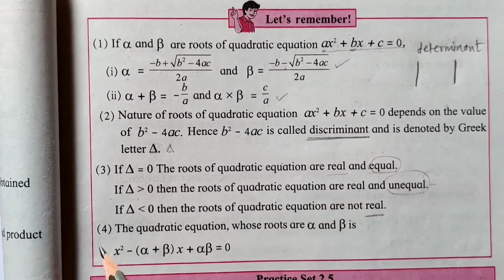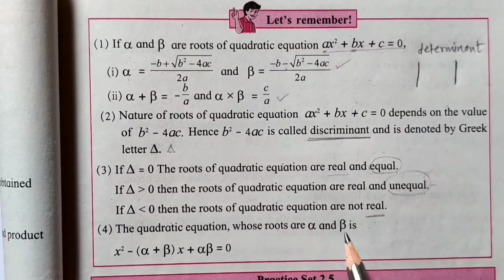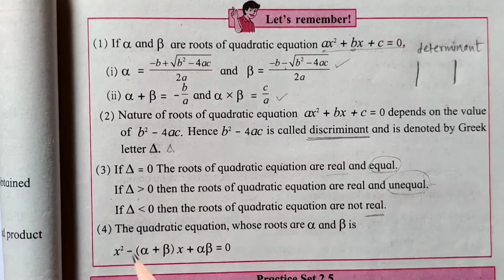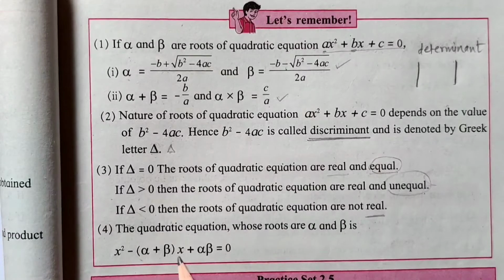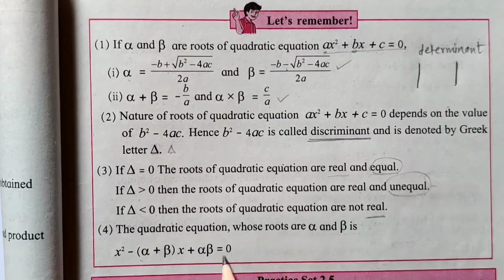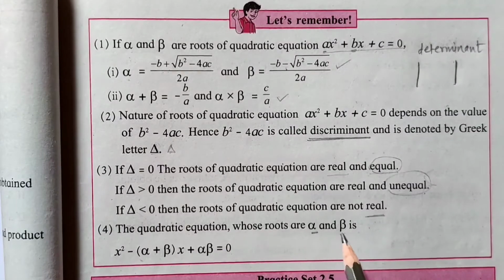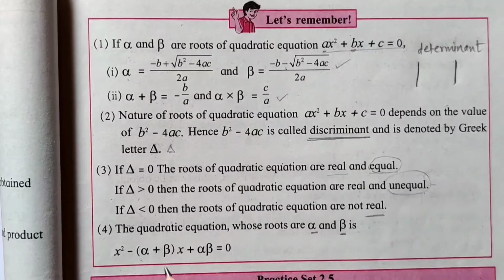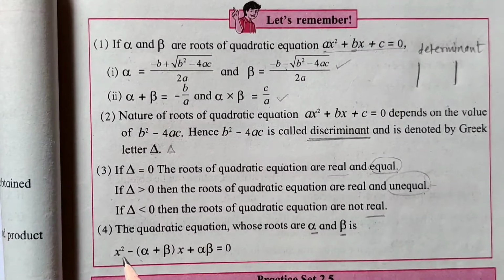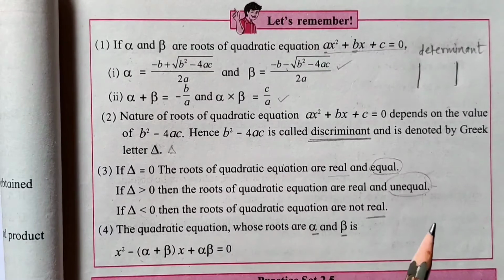Now let us see the fourth concept. The quadratic equation whose roots are alpha and beta can be written as x square minus alpha plus beta x plus alpha into beta is equal to 0. In this format, we can write the quadratic equation if the roots are given. If alpha and beta are given, then you can write the quadratic equation in this format: x square minus alpha plus beta into x plus alpha into beta equal to 0.